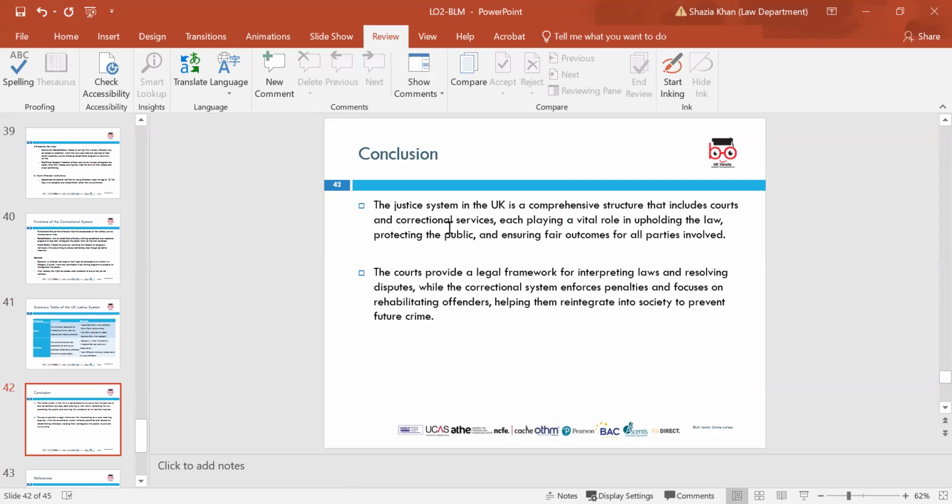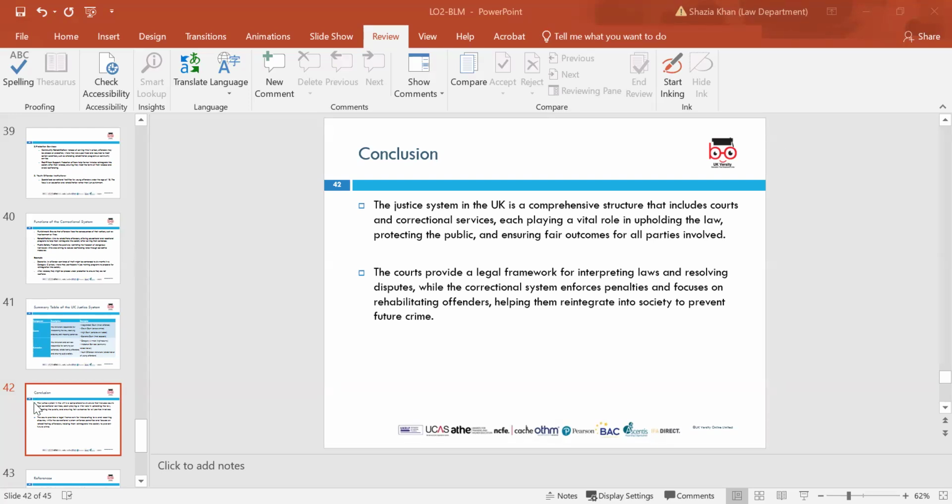To conclude, the justice system in the UK is a comprehensive structure that includes courts and correctional services. Each plays a vital role in upholding the law and making sure that everything is safe for anyone, any member of the public. The courts provide a legal framework for interpreting laws and resolving disputes, while the correctional system enforces penalties and focuses on rehabilitating offenders, helping them reintegrate into society and preventing any sort of future crime.